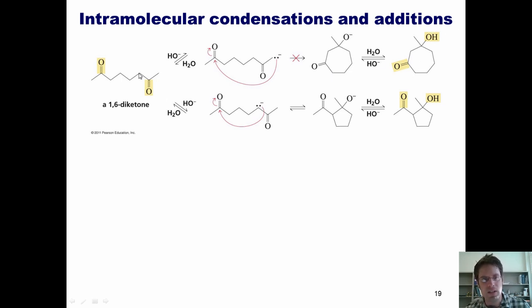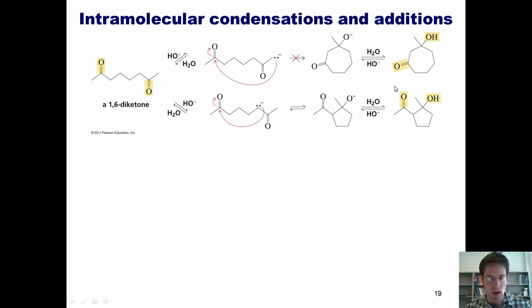In contrast, if I deprotonate at the internal alpha carbon and then condense onto the carbonyl, I end up with this 5-membered ring, ultimately giving me this product after protonation. Which of these two products is favored? You're absolutely right. It's the bottom one, actually, and the reason is because I form a 5-membered ring, which is much more stable than a 7-membered ring.